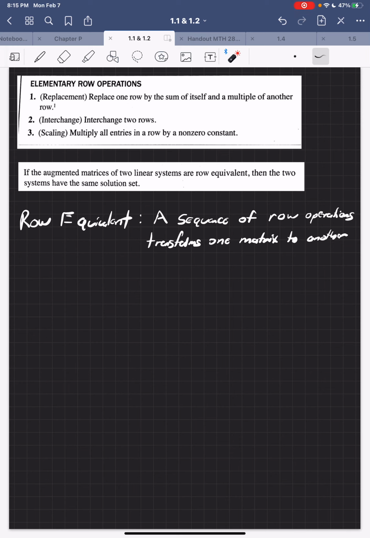Now, I want to make sure, again, just to keep with the vocabulary, right? Row equivalent. So the definition of row equivalent: you start with some matrix, say some matrix A, once matrix A has undergone a sequence of row operations, right? So you did a whole bunch of these row operations.